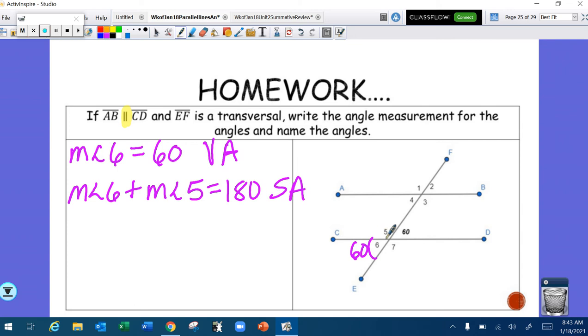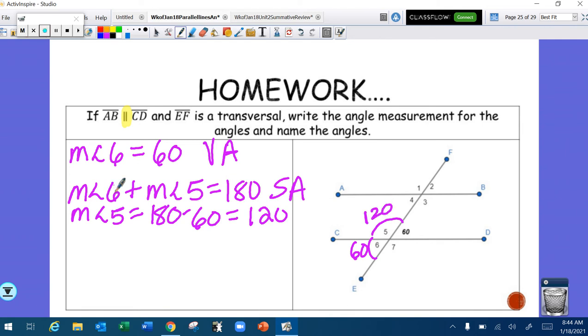So to find this, I just need to get the measure of angle 5. I'm going to say the measure of angle 5 equals 180 minus 60, which is going to be 120. So the measure of angle 5 right here is going to be 120 because 6 and 5 are supplementary angles. They should add to equal 180.